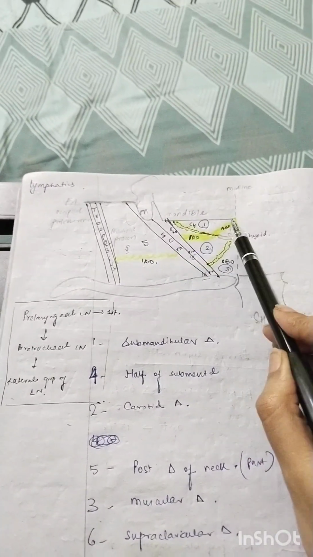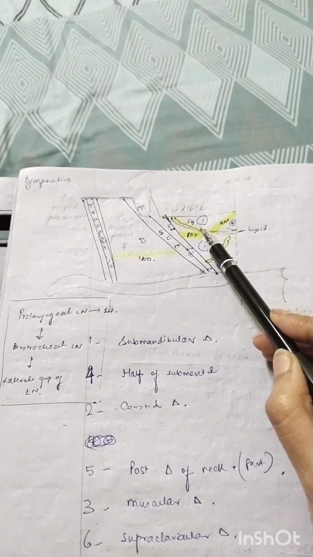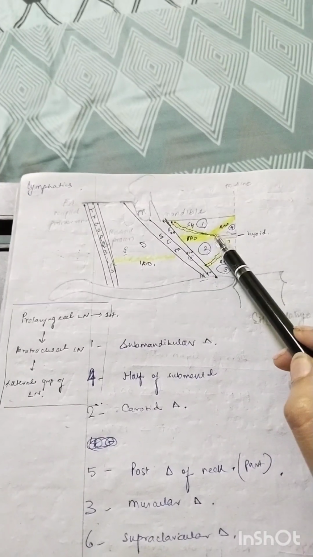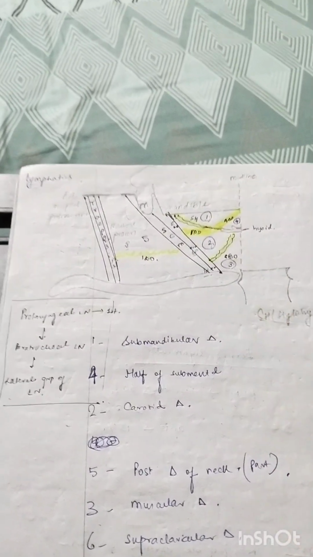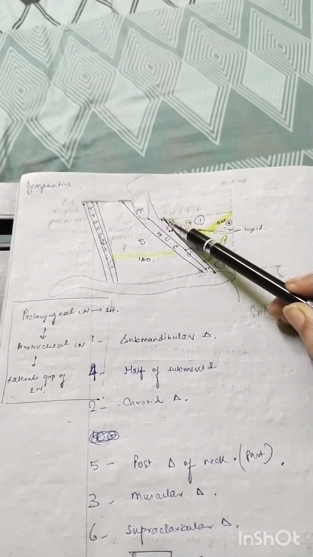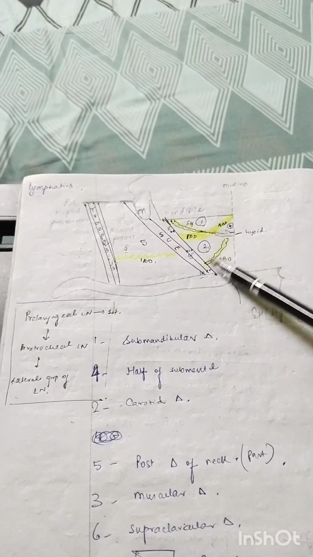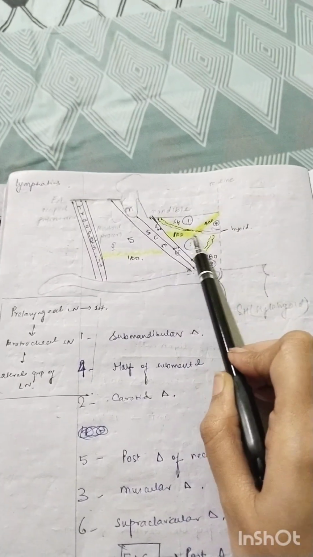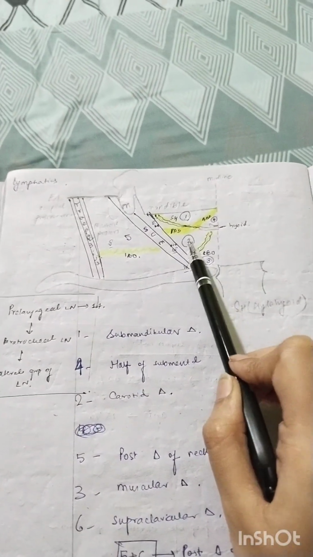Now this is the mandible. Below the mandible is the submandibular triangle, okay, which is bounded by the sternohyoid, the anterior belly of digastric, and the mandible. Number 2, this is the carotid triangle, which is bounded by the sternocleidomastoid muscle, the anterior border, beneath the superior belly of the omohyoid, and this is the posterior belly of the digastric. So this is the carotid triangle.